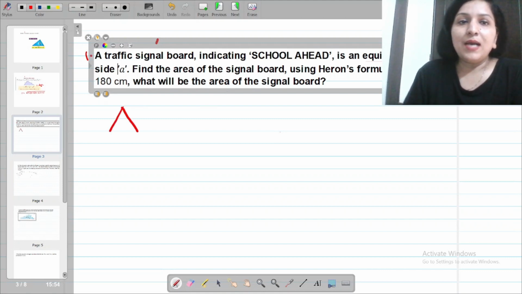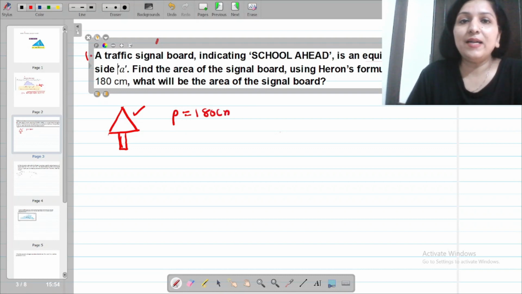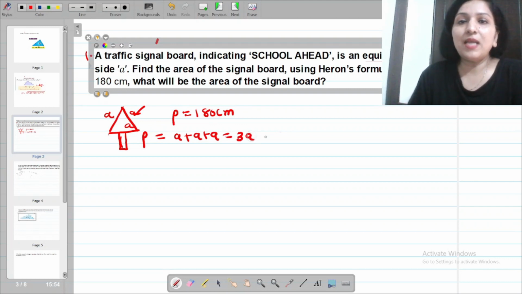Please have a look here. Consider this one. This is the signal board which we are talking about. This one is given to you as an equilateral triangle. Perimeter is given to us, that is 180 centimeter. We know that in an equilateral triangle, all the three sides are equal. So the perimeter of an equilateral triangle is side plus side plus side, or we can write it as 3 times side. And the value of this is given to us as 180 centimeter.